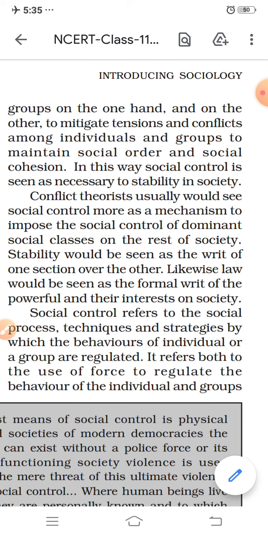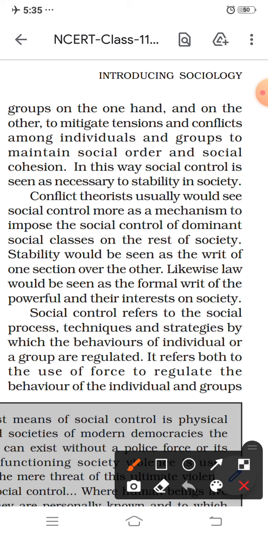One more thing here: the conflict sociologist or conflict theorist usually sees social control more as a mechanism imposed by the dominant social classes in society, and stability would also be the writ of one section over the other.